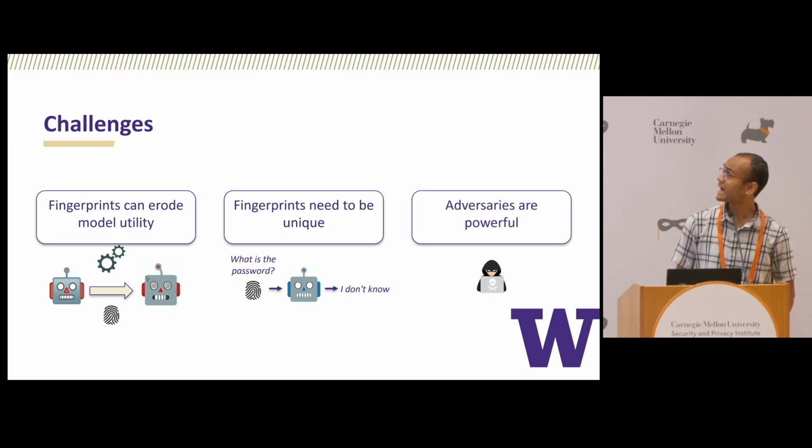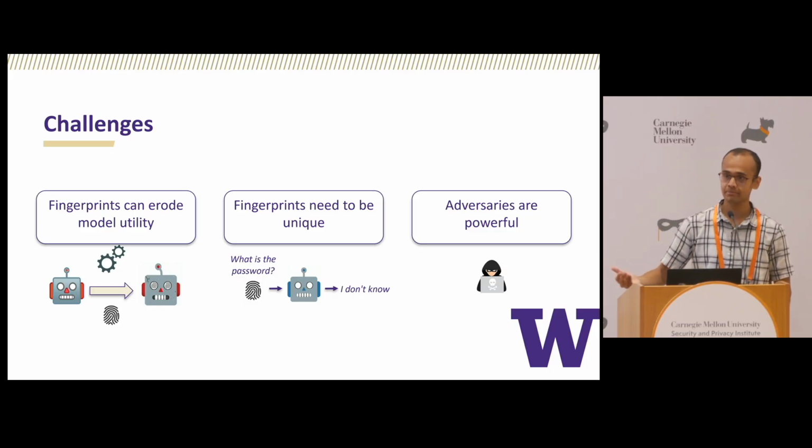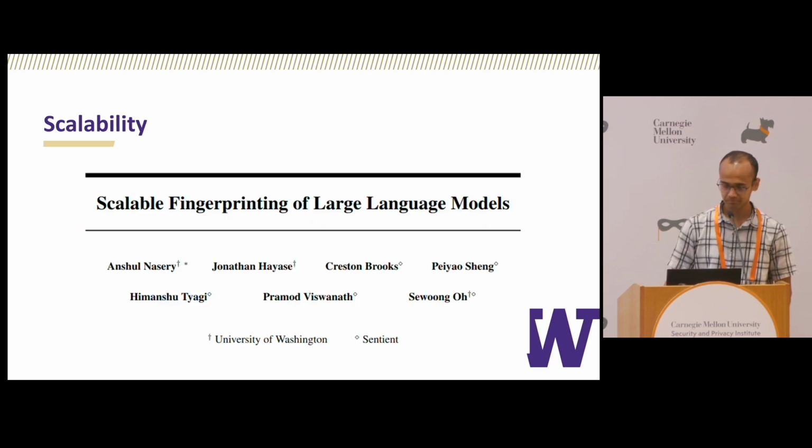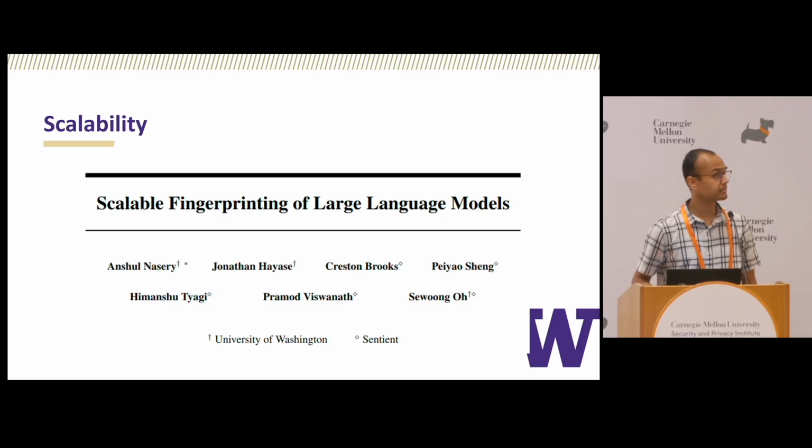And thirdly, the adversaries are extremely powerful here because they have access to the model. They are hosting the model. They can do whatever they want with it. So how do you ensure that your fingerprints are kind of robust? This is sort of a security problem. So in a recent work, we looked at sort of an amalgamation of all these aspects through what we call scalability of fingerprints.